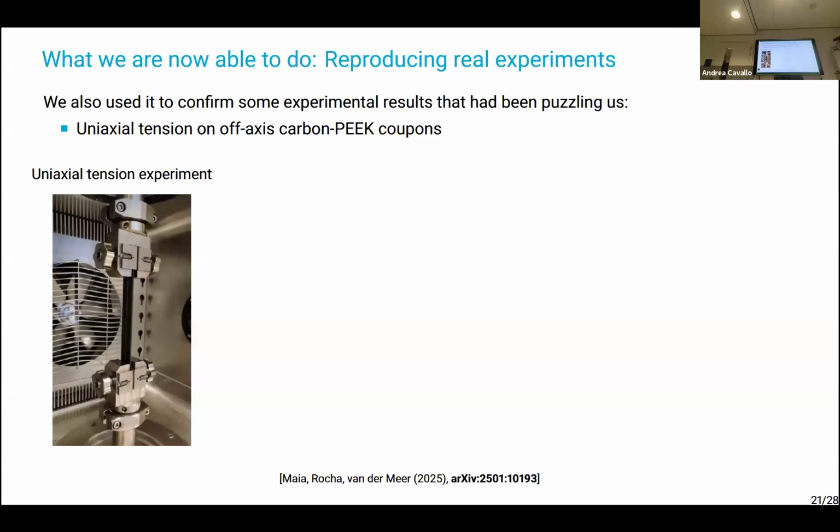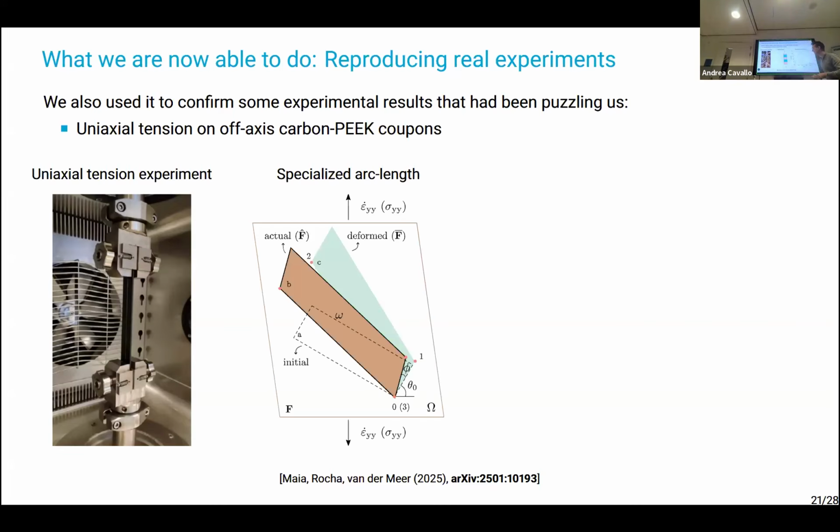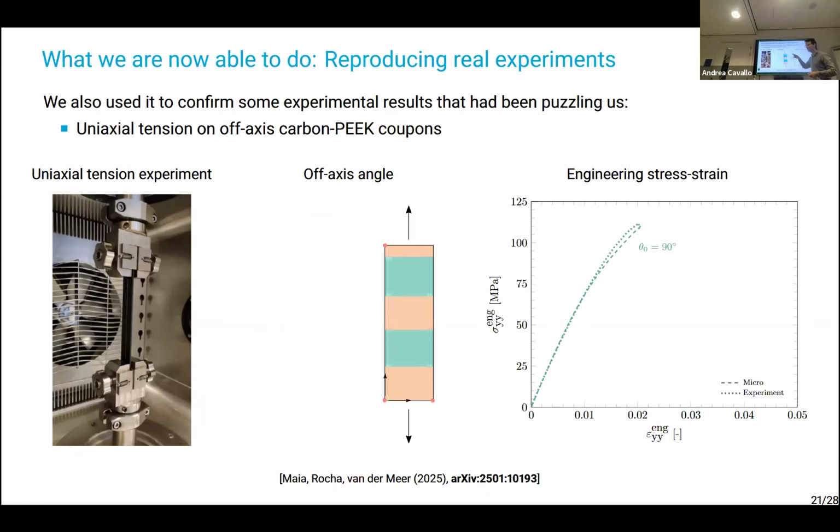And we also used it to try to reproduce real experiments. So this is a real piece of material in a test frame. We pull it until we break. It is made out of this fiber reinforced material. So if we look at it from the side, you see these fibers, and depending on how you load it, right? The idea is that if you load this material in this direction, it's very, very stiff because the fibers are very stiff. If you load it in this direction, it's very weak.